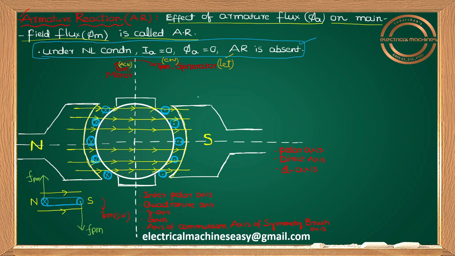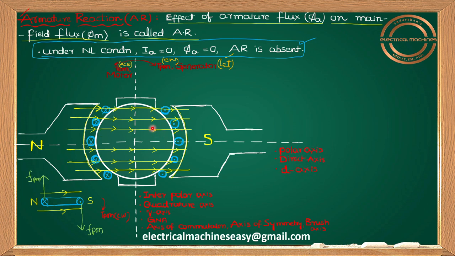Now, let us see. First of all, before discussing further, let me explain these axes: what is my Q axis, what is my D axis, all those things. Then I'll come back to this one, okay? See guys, the axis which is passing along the poles is called the polar axis, other name direct axis, other name D axis. Is it okay for you?